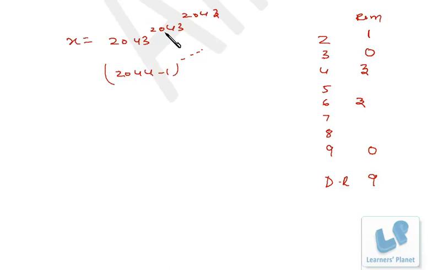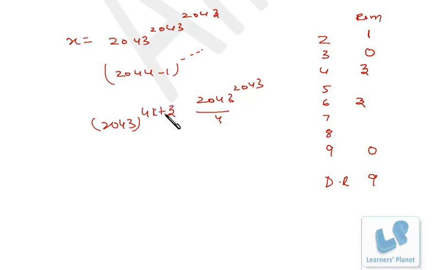For that, for 2043 raised to 2043, I need to find the remainder when it is divided by 4. That's minus 1 raised to 2043. That's minus 1 because minus 1 has an odd power. So finally 4 minus 1, the remainder is 3. That means this number is actually in 4k plus 3 format. So I can write 2043 raised to 4k plus 3.